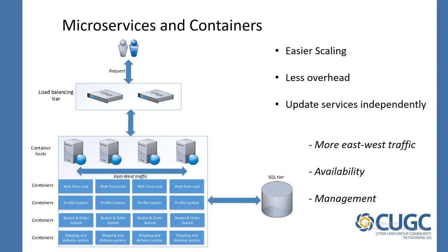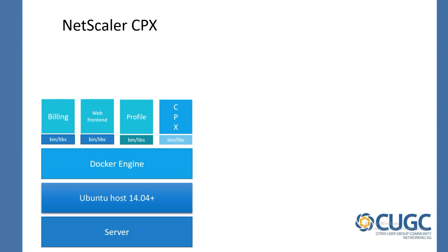So then we need to make sure that we have high availability between the different modules. And of course we need something to manage this container ecosystem, because instead of having 4 virtual machines which we could monitor using our virtualization platform, we might have 20, 30, 40 containers running, and we need some form of management on top. So this is where the NetScaler CPX comes in.